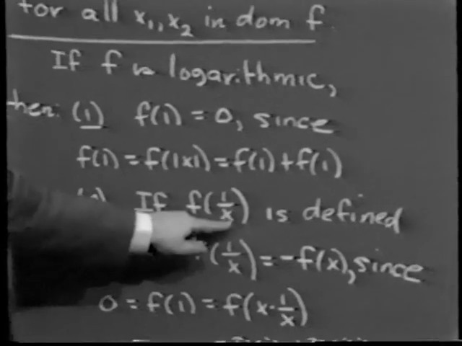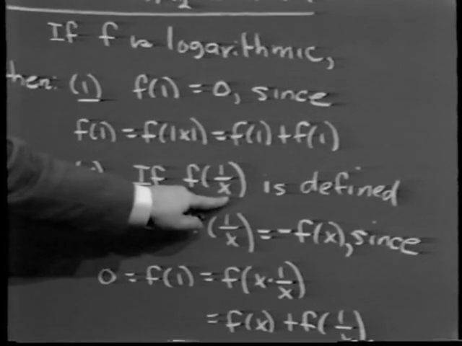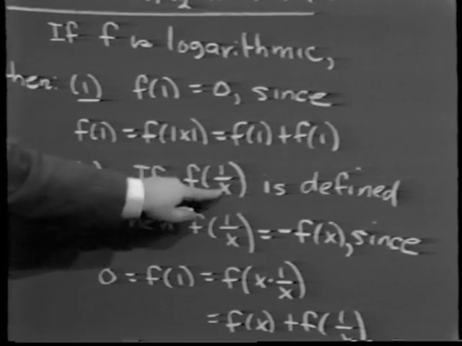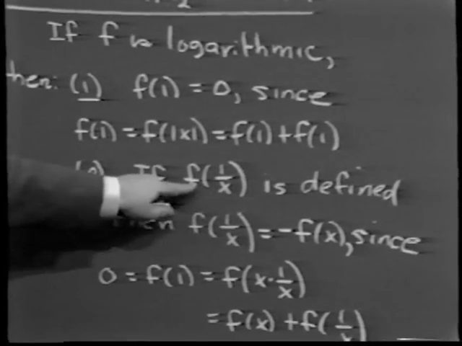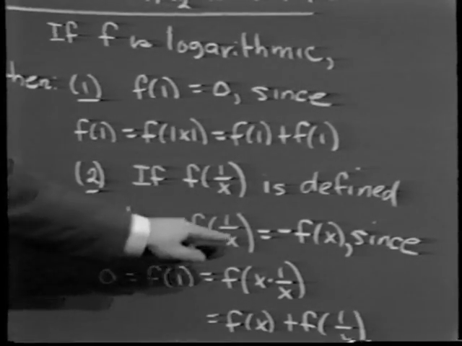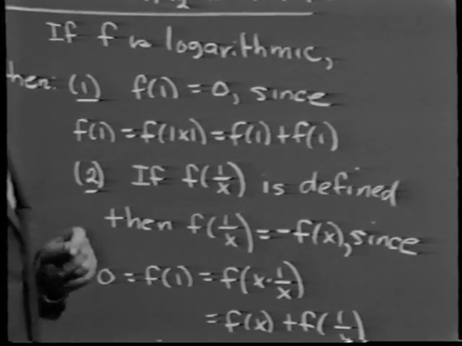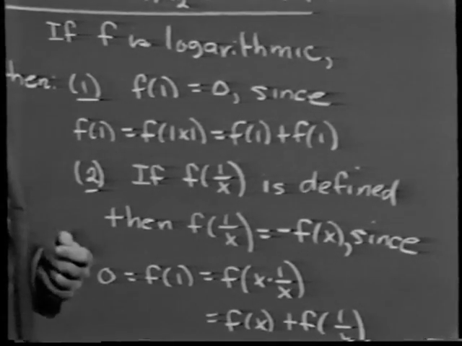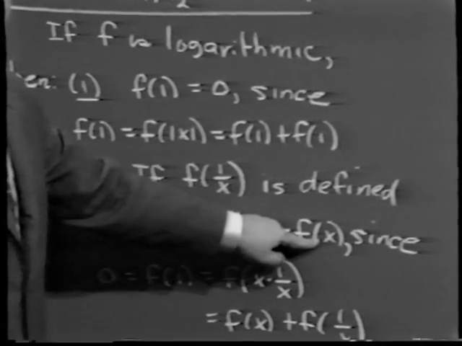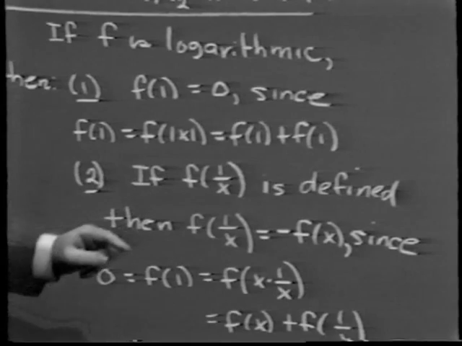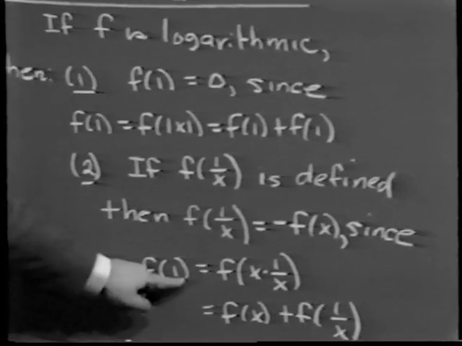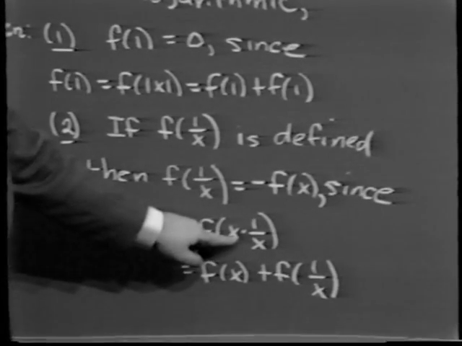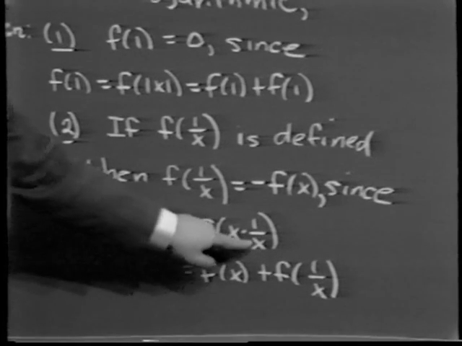Secondly, if f of 1 over x is defined, in other words, I'm not sure whether 1 over x is in the domain of f just because x is, but suppose 1 over x is in the domain of f, then f of 1 over x is equal to minus f of x. In other words, f of a number is minus f of the reciprocal of that number. Again, a familiar logarithmic property. Why does it follow from our basic definition? Well, notice that we already know that f of 1 is 0. We also know that 1 is equal to x times 1 over x, provided x is not 0.